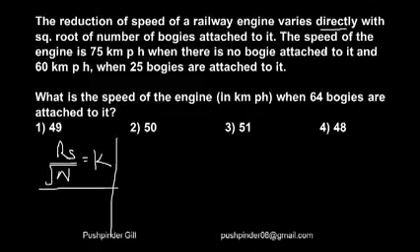So when there is no bogie attached, the speed of the engine is this. That means this is the actual speed of the engine with no bogies attached. Let us find the value of K using this equation.